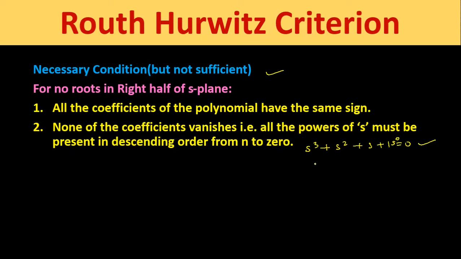Now let us take another example. s^3 + 2s + 4 = 0. In this equation we can see that after the s^3 term, directly 2s is coming, that is the s to the power 1 term. After that s to the power 0 is there, but here the s^2 term is missing. That means this characteristic equation is not satisfying the necessary condition of Routh-Hurwitz criteria.